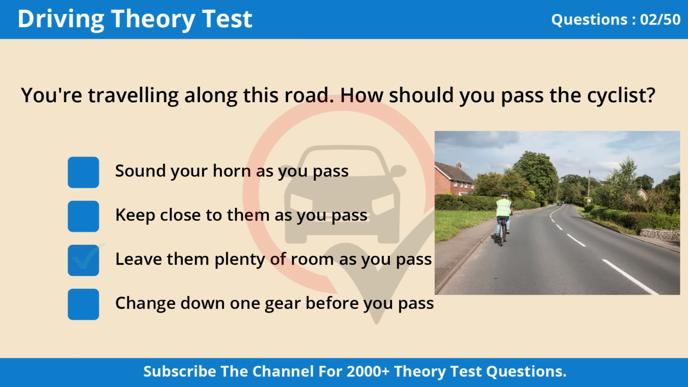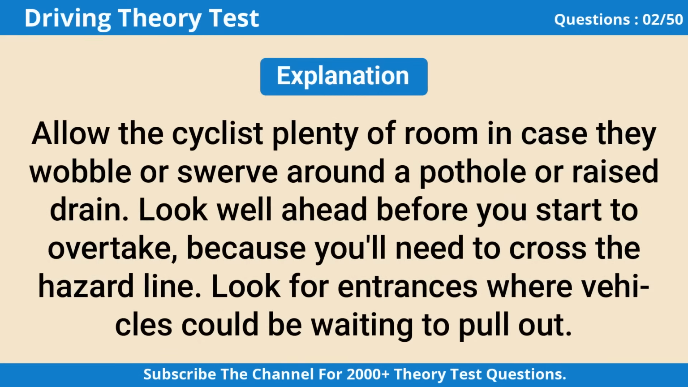C. Leave them plenty of room as you pass. Allow the cyclist plenty of room in case they wobble or swerve around a pothole or raised drain. Look well ahead before you start to overtake, because you'll need to cross the hazard line. Look for entrances where vehicles could be waiting to pull out.